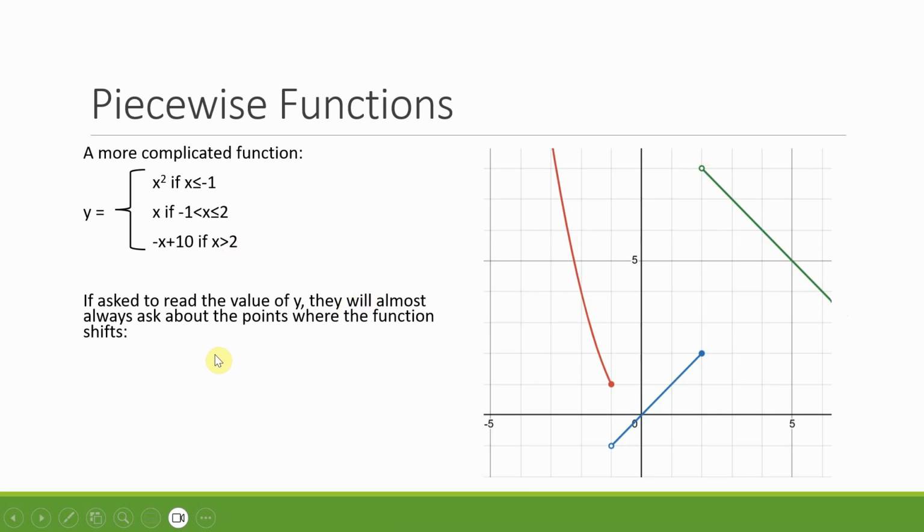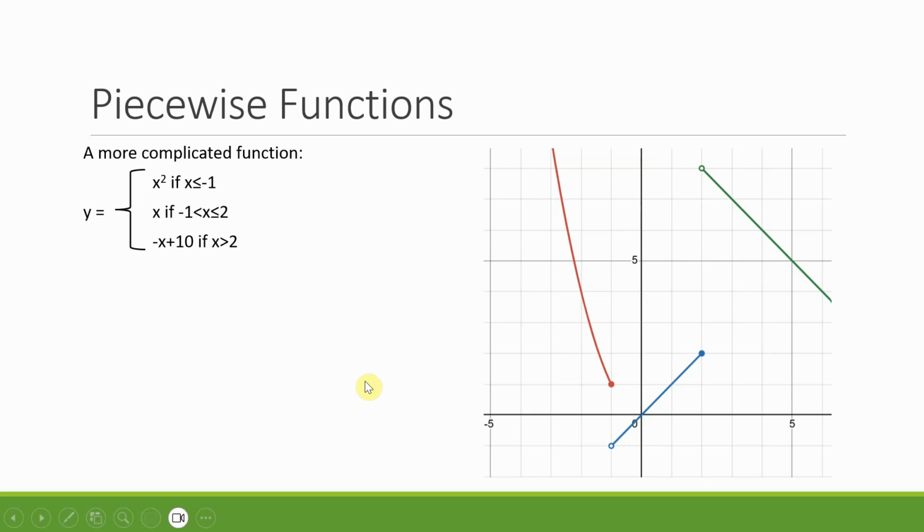So if they do decide to ask you what's the value of y at some point, they're almost always going to ask about these points where the functions shift. So if they ask at x equals negative 1, is y going to be negative 1 or positive 1? Remember, we do not include the hollow dot, so we need the solid, so your answer is going to be 1. Likewise, at x equals 2, if they ask about that one, you're going to have both of these answer choices, 2 or 8. This one's hollow, this one's solid, so that's what we need. The answer is 2.